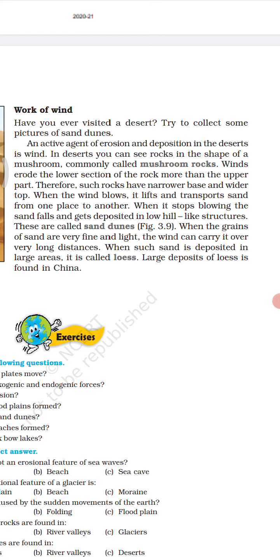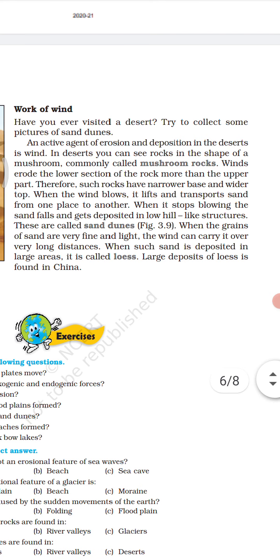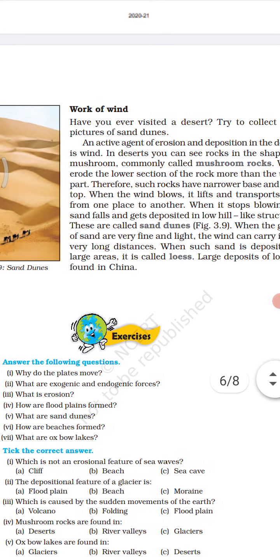When the wind blows, it carries the sand with it, and when the speed of the wind slows down, it deposits the sand at one place. So there is a hill-like structure that is called a sand dune. The sand dunes keep on moving from one place to another with the force of wind. When the grains of sand are very fine and light, the wind can carry them over very long distances. When such sand is deposited in any large area, it is called loess. Large deposits of loess are found in China.